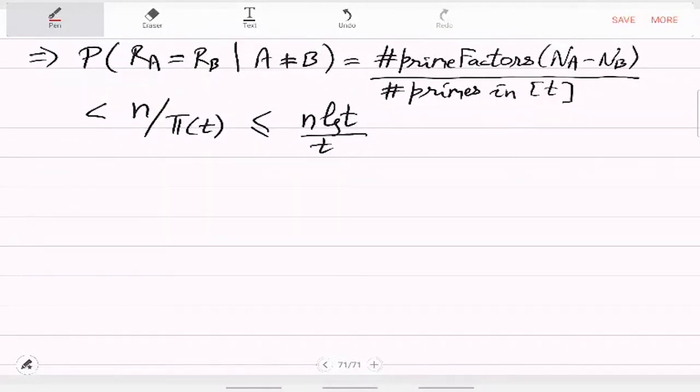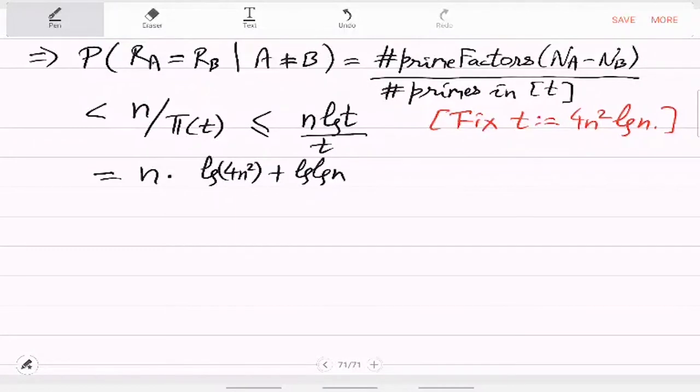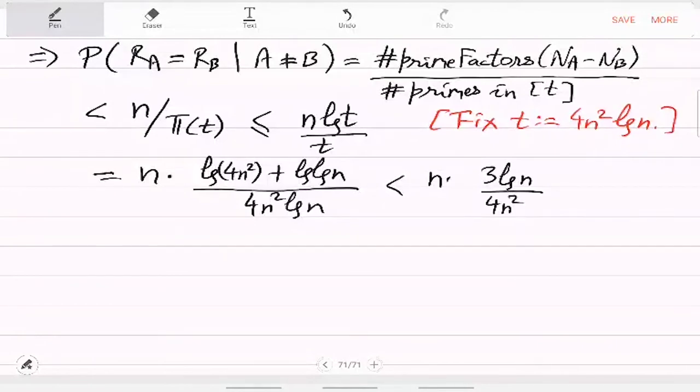So, let us take n to be fixed, t to be 4 n square log n, because if you fix t to be this, then the error probability becomes 1 by n. So, this is n log n times log t. Log t is log of 4 n square plus log n, divided by 4 n square log n. So, this is less than n times... the dominating term is like 2 log n, or slightly more. So, let us say 3 log n divided by 4 n square log n, right, which is less than 1 by n. So, this becomes the error probability 1 by n.